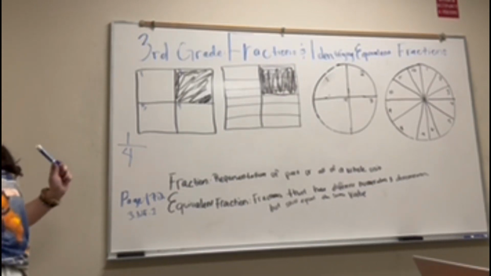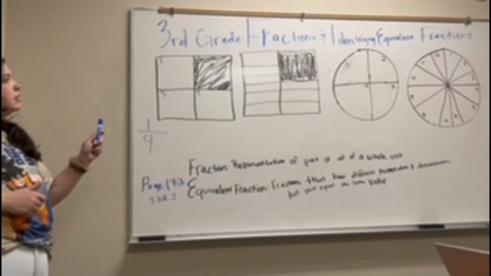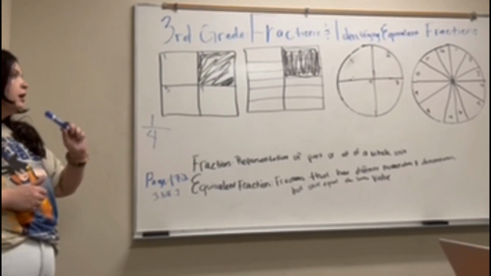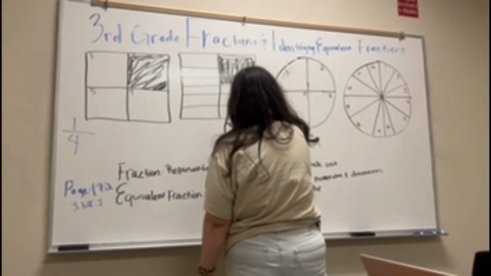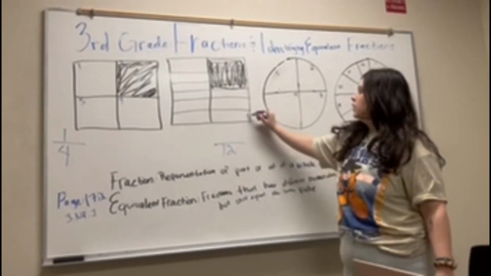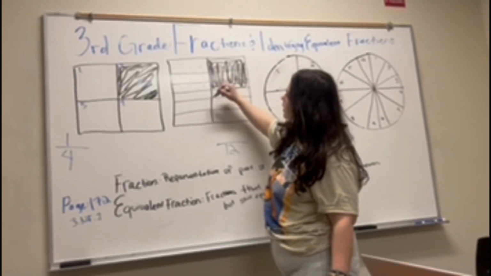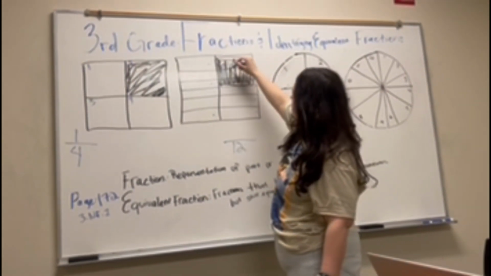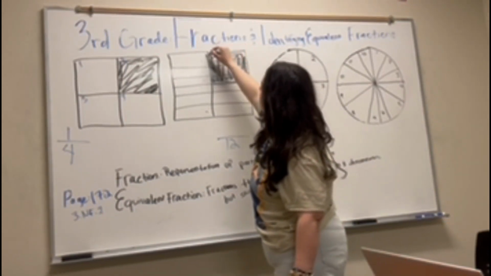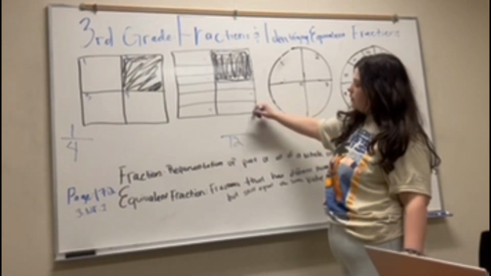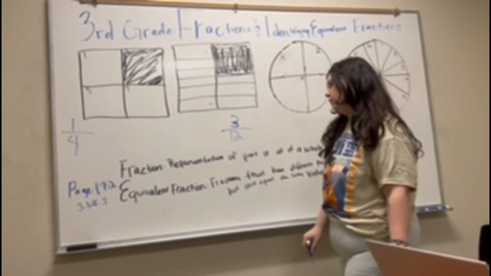Right next to it, we have a congruent square, so it's going to be the exact same shape, and we can see the exact same amount is shaded in. However, that square is broken up into 12 sections. 1, 2, 3, 4, 5, 6, 7, 8, 9, 10, 11, 12. And we can see here that 3 sections of this square are shaded in, which would make our numerator 3.